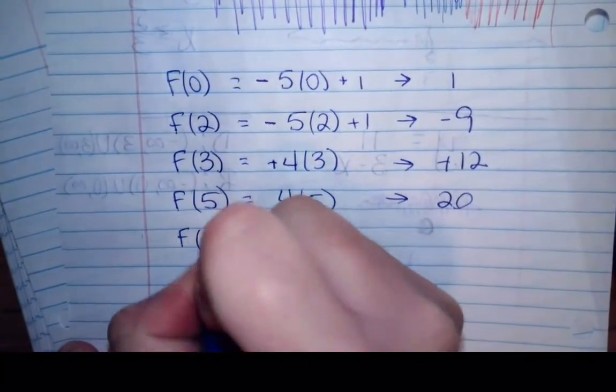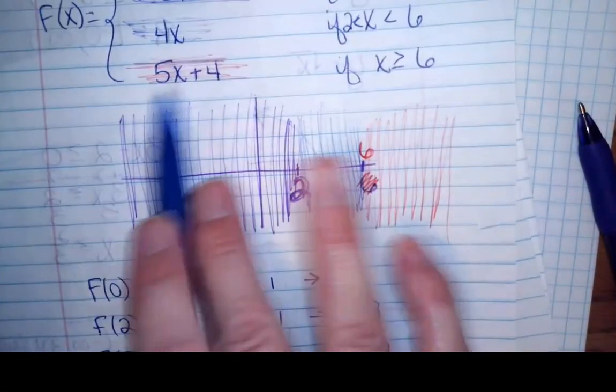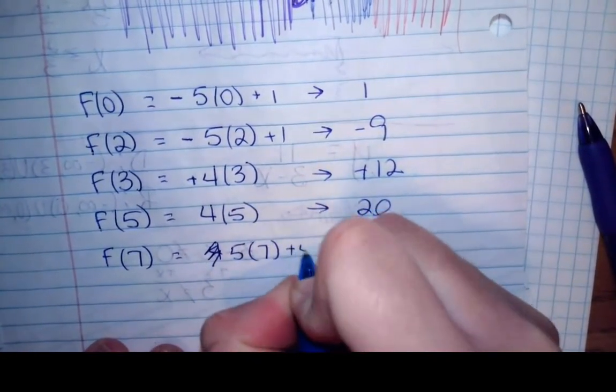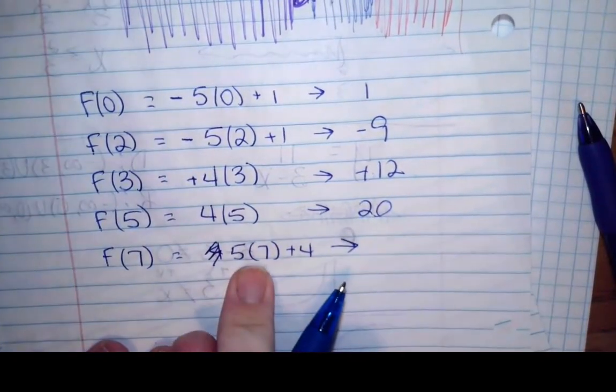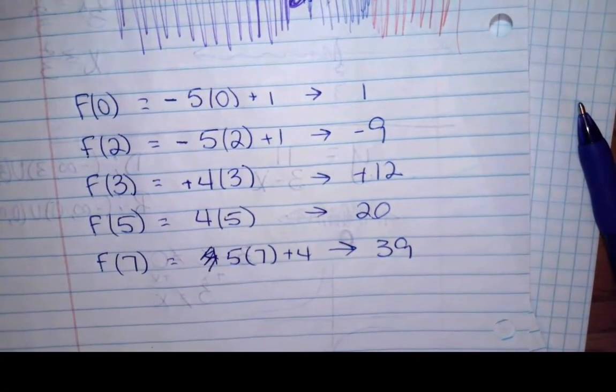So now I've got f of 7, sorry, come back over here. Where is 7? 7 is in red territory. So I need to use the red function, which is 5x plus 4. So I have 5x plus 4, but x happens to be 7. So 35 and 4 is 39. Okay. All right, let's try one more.